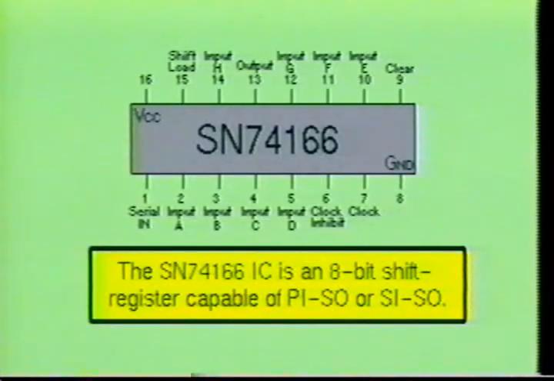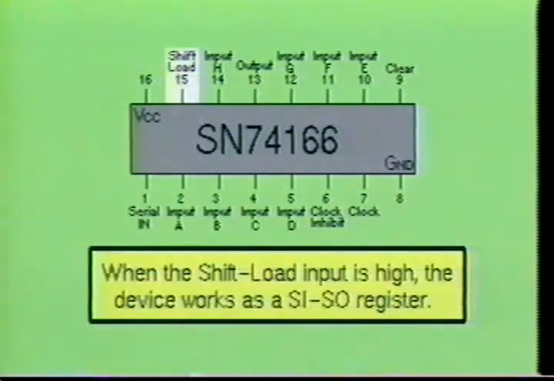Here we see the SN74166, which is an 8-bit shift register capable of parallel in, serial out modes of operation. The shift load input is used to determine if the device is loading serial data or parallel data. When the shift load is high, the device works as a serial in, serial out register. And when the shift load is low, the device is being operated as a parallel in, serial out register.